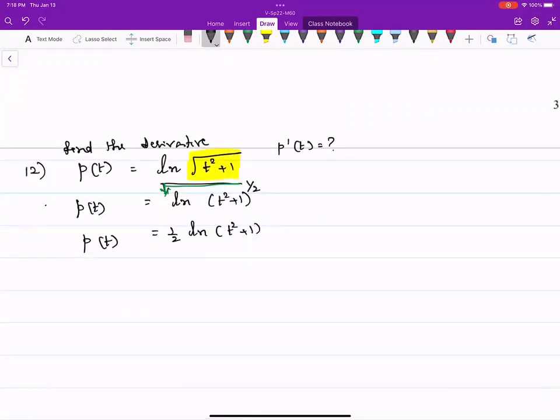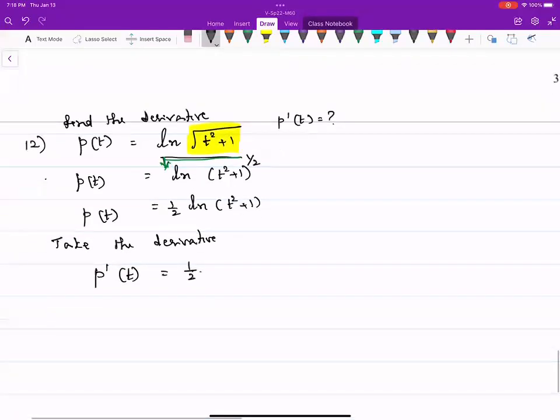Now in this step, you take the derivative. Take the derivative on both sides. So it is p prime of t on the left-hand side. Now the derivative of the right-hand side is 1 half times ln of t squared plus 1. So it is 1 over t squared plus 1, chain rule, and then the derivative of t squared plus 1.